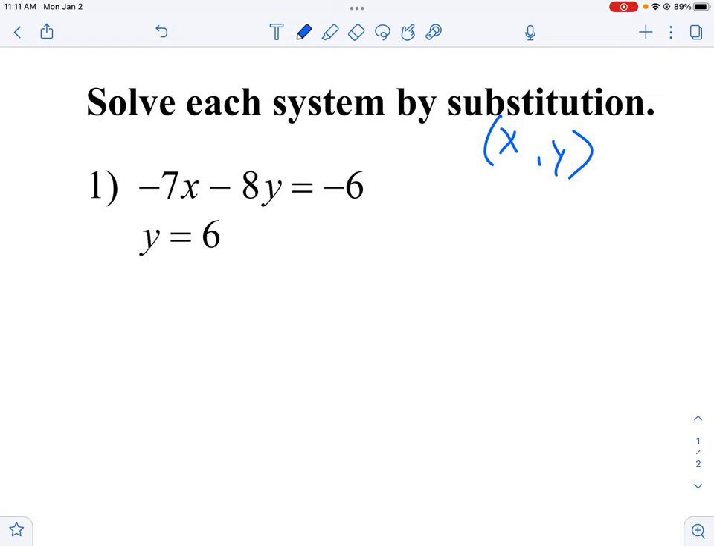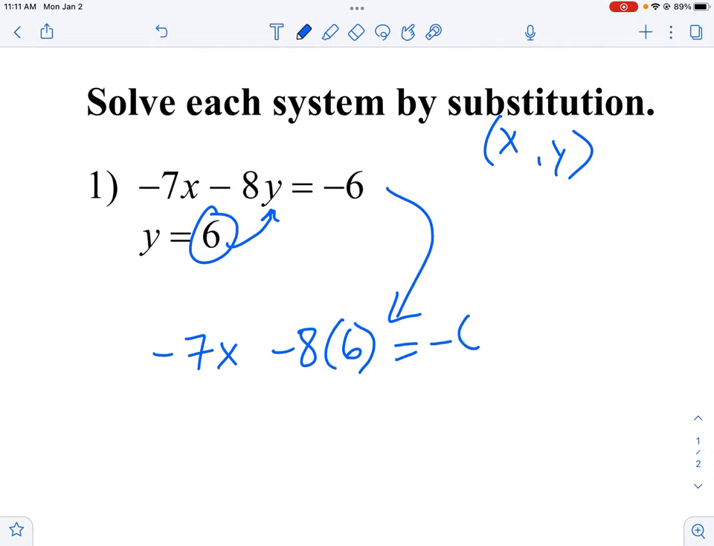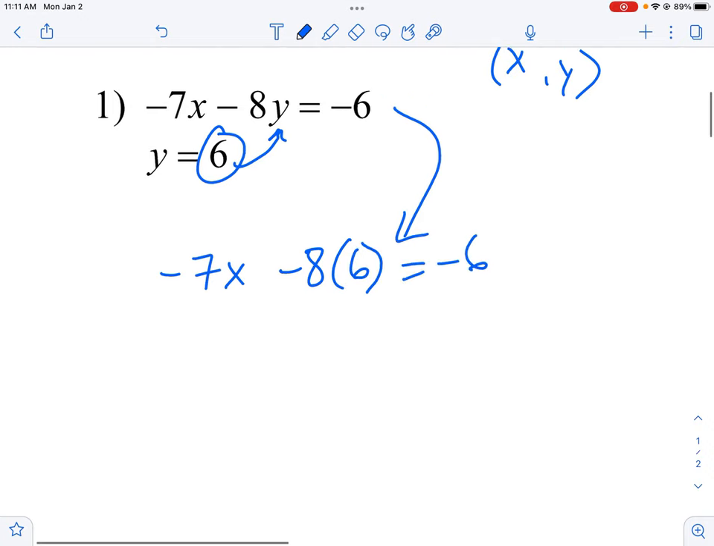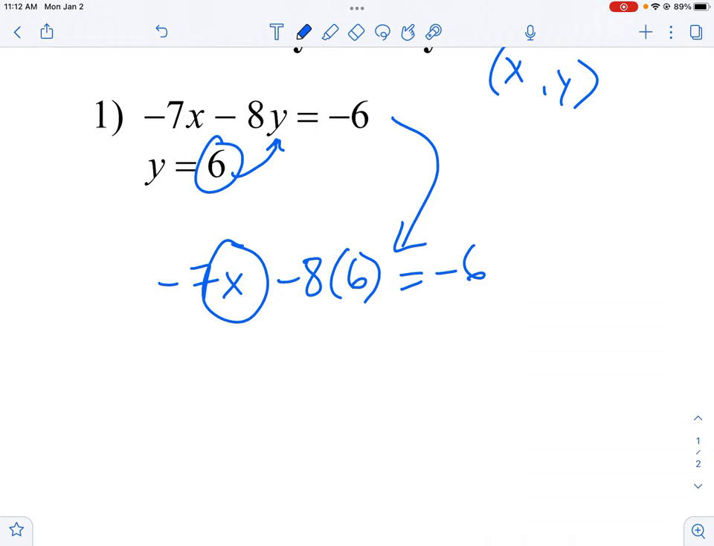When you see an equation that says y equals stuff, well, that stuff can be put in all of the y locations. So we can take this and put it in the y of the other equation. And so what I'm going to do is just rewrite my first equation here. And when I see y, I'm going to put parenthesis 6. And the benefit of that is now there's only one kind of variable in this equation, which means it's solvable.